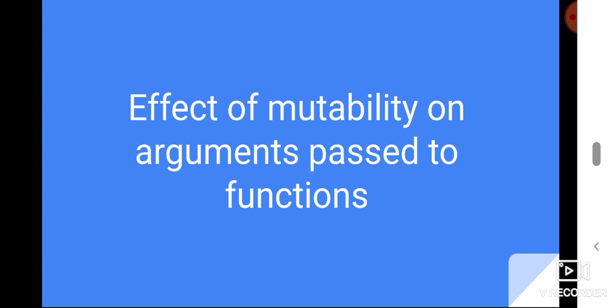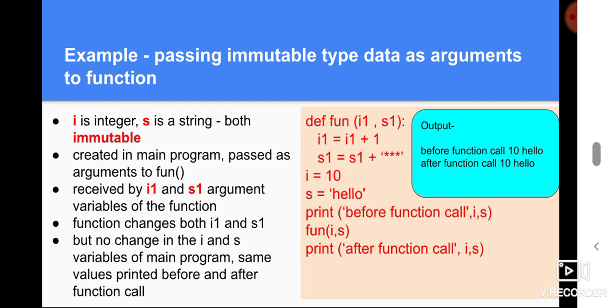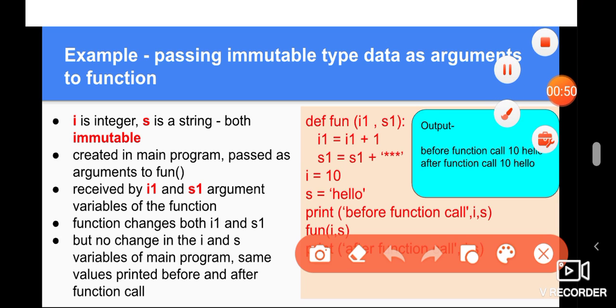So when one of these data types is passed to a function as an argument, then we have to keep certain things in mind that we'll discuss now. First of all, to start with, we will see an example in which immutable type data is passed to a function as an argument. Look at this program.